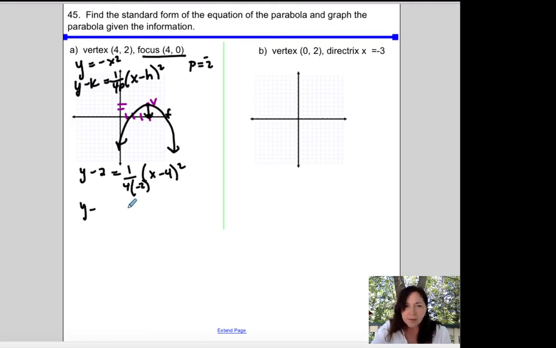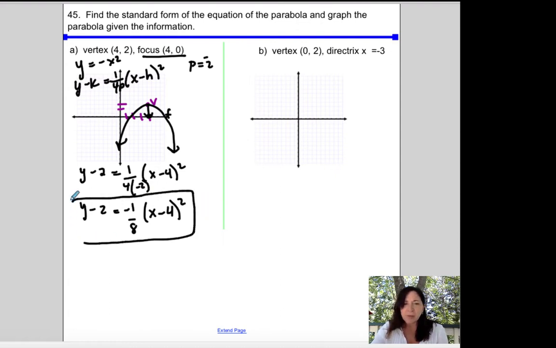y minus 2 equals negative 1/8 times the quantity x minus 4 squared. So this is in vertex form, but just keep in mind there's a lot of ways that you could write that. For example, I could multiply this 8 over here, and then I would have 8 times the quantity y minus 2 equals negative the quantity x minus 4 squared. And so this would also be okay.